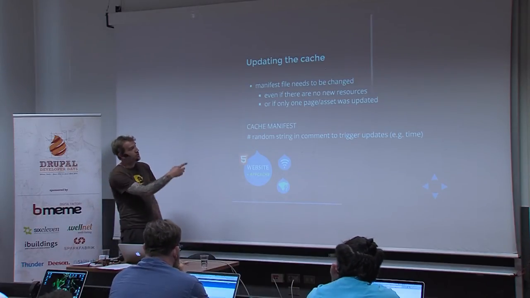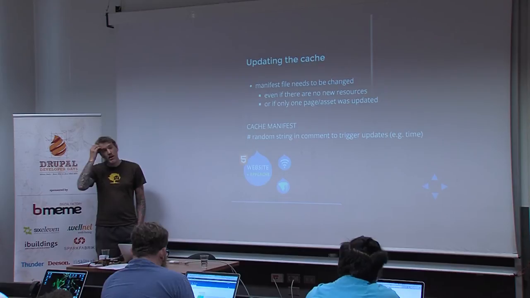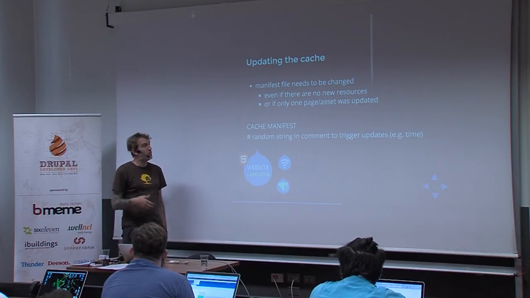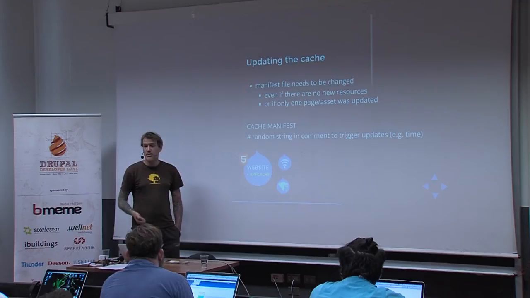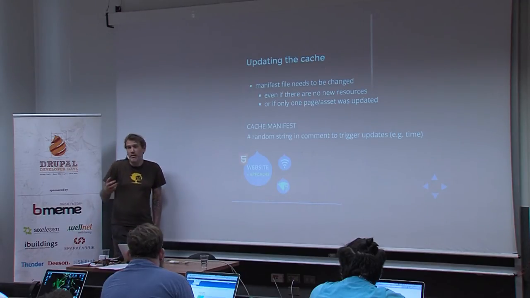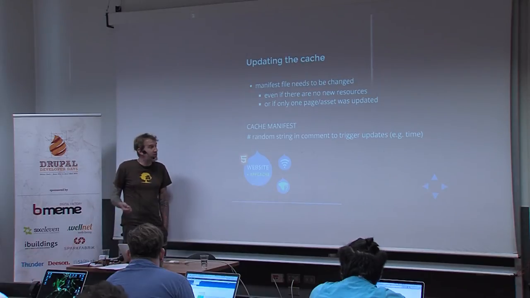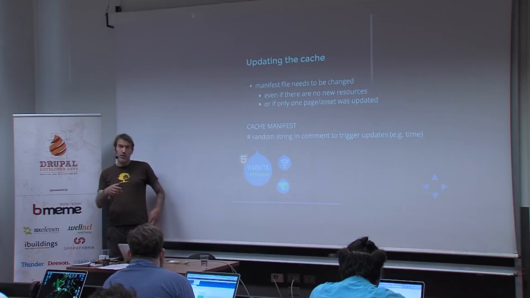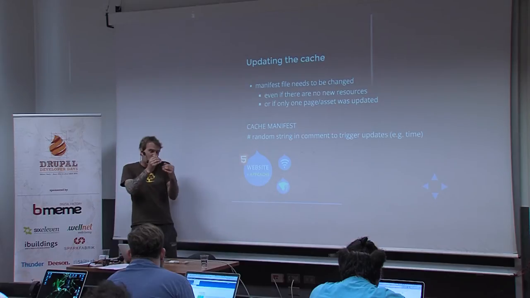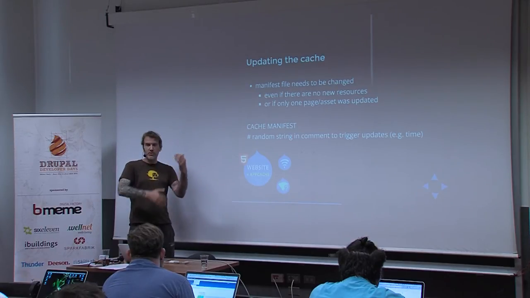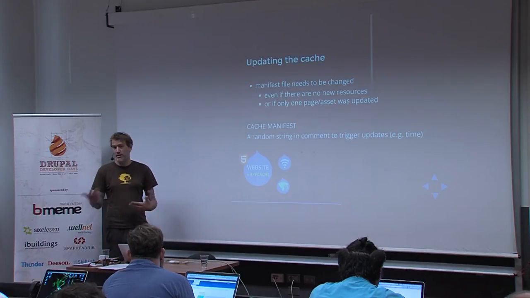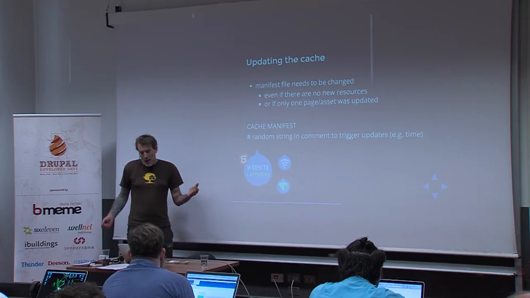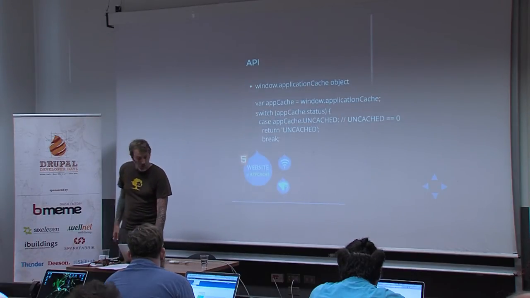One of the strategies to do that is just to put a comment in the manifest file. What we have done for Frontend United, for instance, and what the module does, is it just puts the request time there. So every time we are updating something in the Drupal backend, we flush the manifest file, and then we also change the timestamp so that when the browser does a new request, it sees, hey, this manifest file has changed, although nothing has really changed in the resource list, for instance, but there was some kind of page or an image that was changed, so we need to update our stuff. That's really important, and also one of the gotchas.